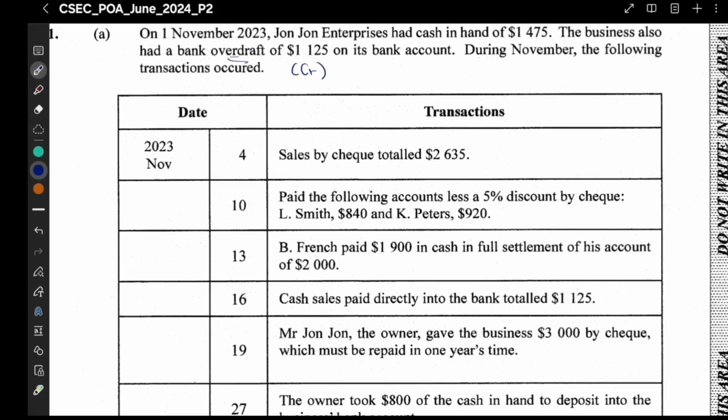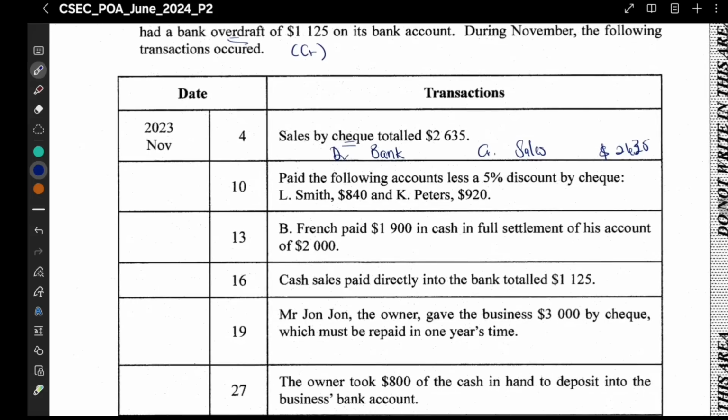So let's go. November the 4th, sales by check total $2,623. So sales is always credited, so credit sales and debit check. And check is bank. The amount is $2,635. I hope I see 35.